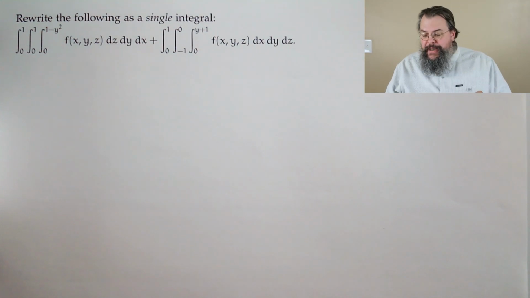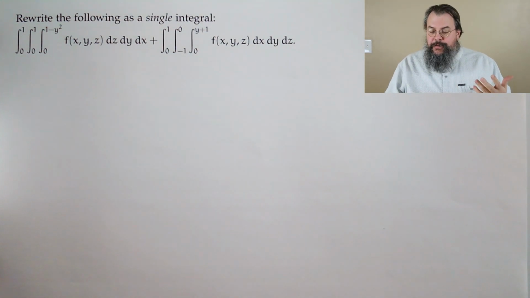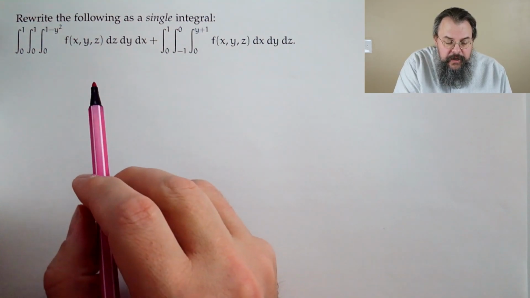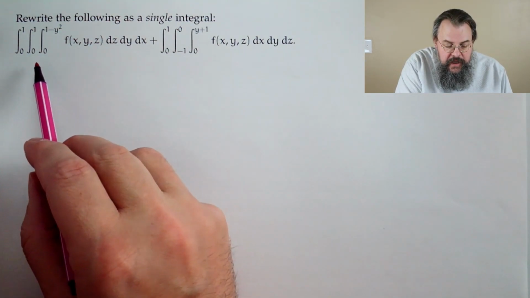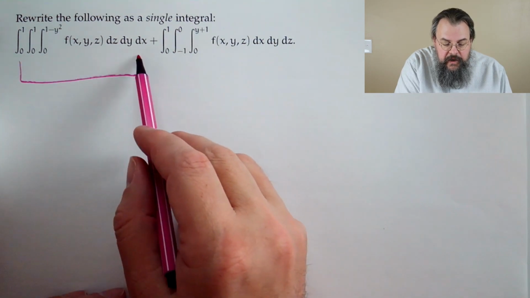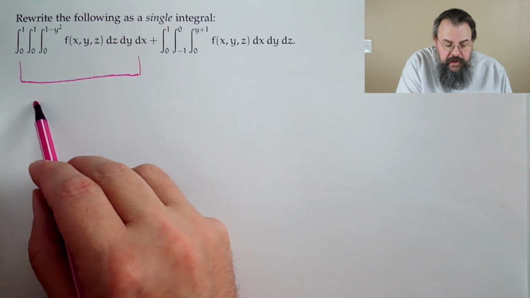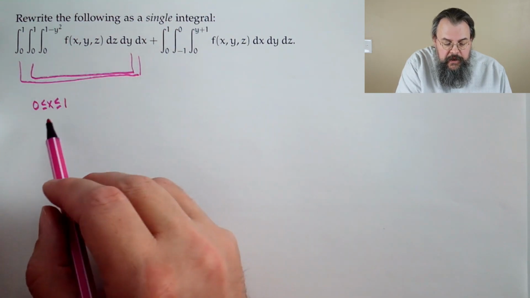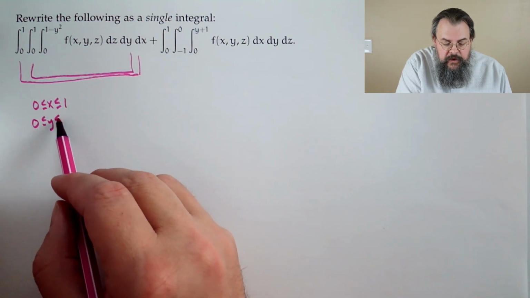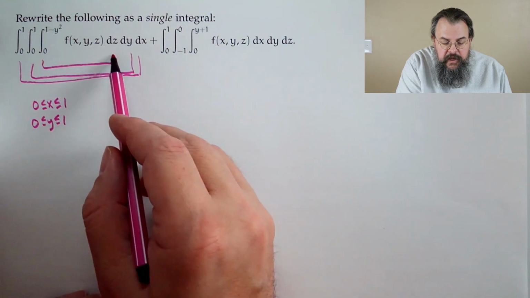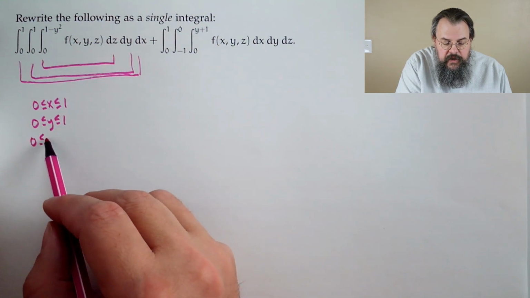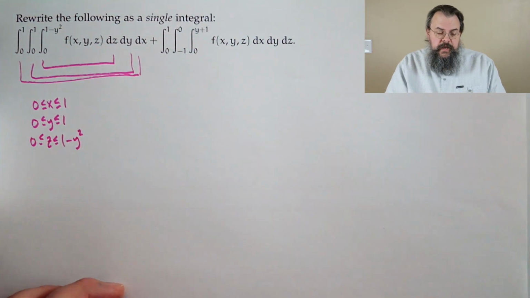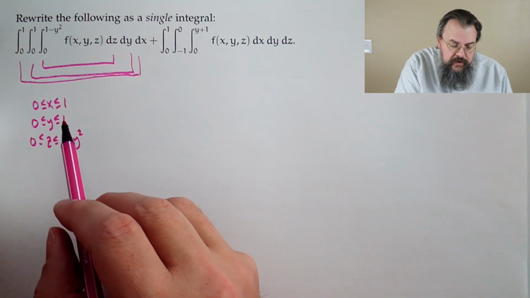Well, before we can combine them, let's understand what they're saying. So here we'll start reading off our bounds, and from the outside, that says x goes from 0 to 1, and y goes from 0 to 1, and then z goes from 0 up to 1 minus y squared. Okay, well that's not so hard to see, right?